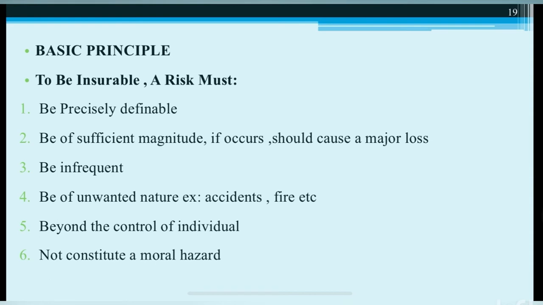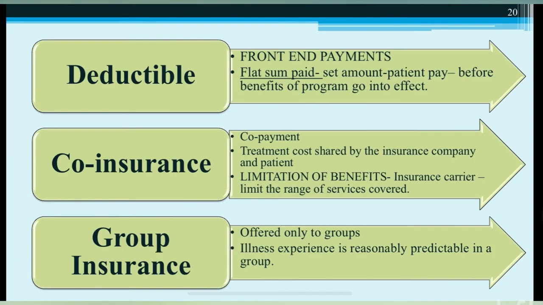So the basic principle: to be insurable, a risk must be precisely definable, be of sufficient magnitude, cause a major loss if it occurs, be infrequent, and be of unwanted nature, for example accident, fire, etc. It should always be beyond the control of the individual and not constitute a moral hazard. Basically three things are there. This is quite easy; you just have to focus on the words.